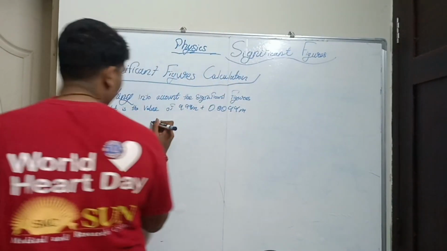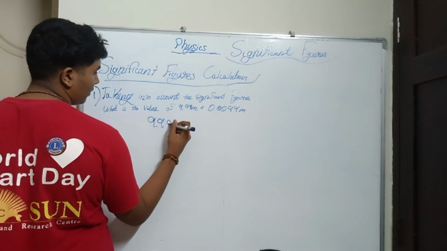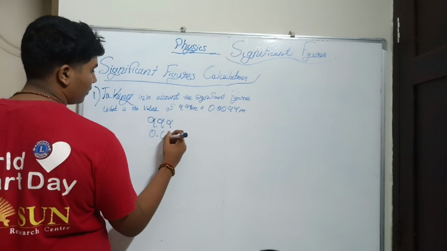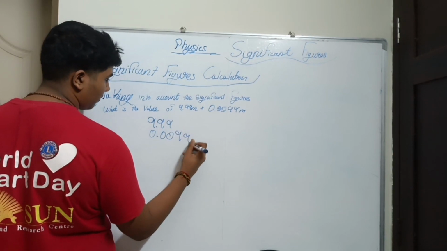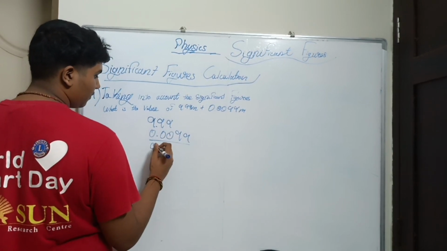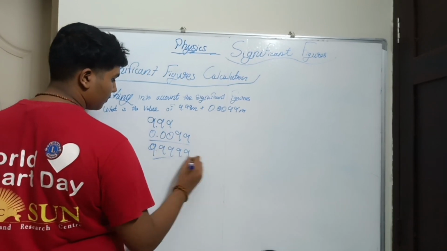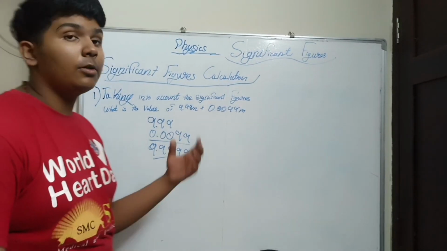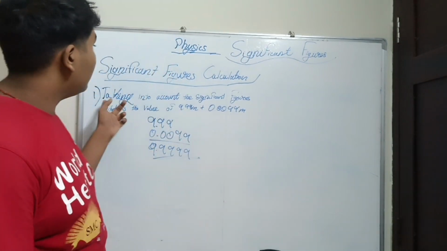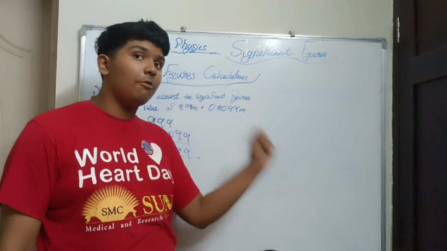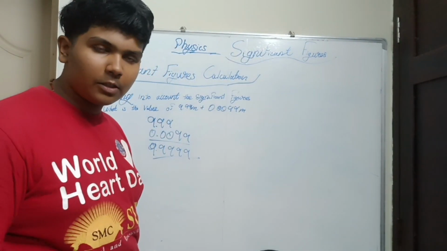How do you do it? 9.99 plus 0.0099. This is actually simple, right? You will get 9.999. But what about significant figures? They said to take into account the significant figures. So how do you get the significant figures?